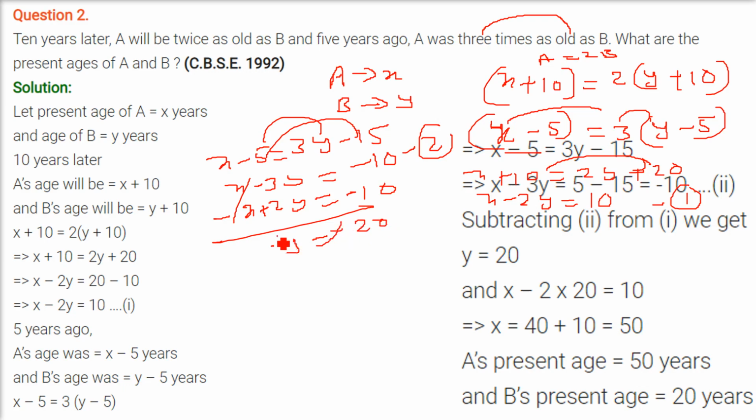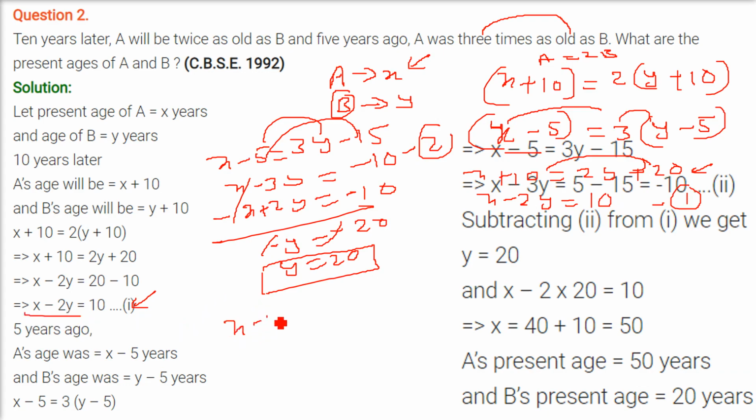So y is 20. Minus minus gets cancelled. y is 20, that is the age of B is 20. And what will be the age of A? Put it in any of these equations, this one or this one. Okay, so I am putting it in this equation.